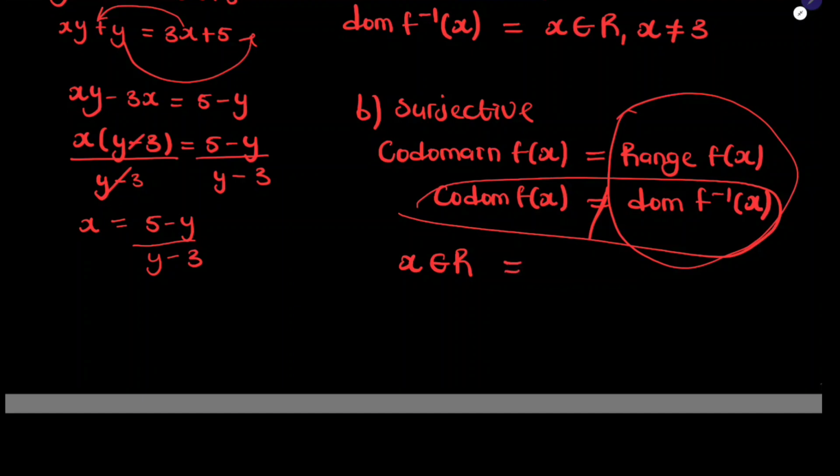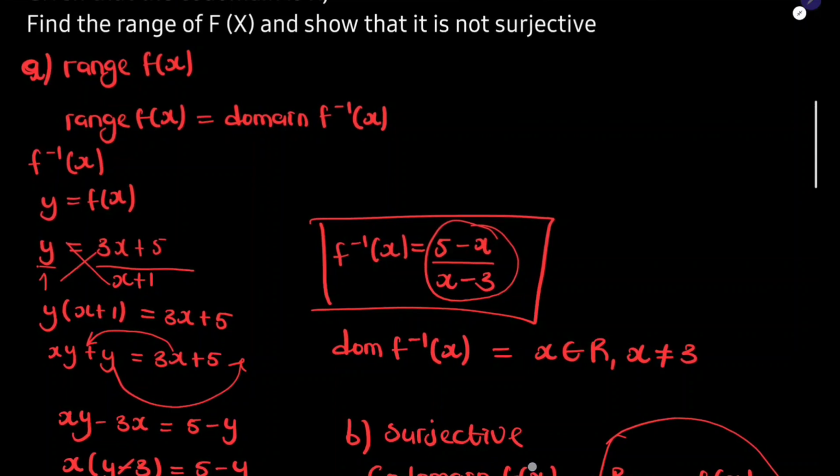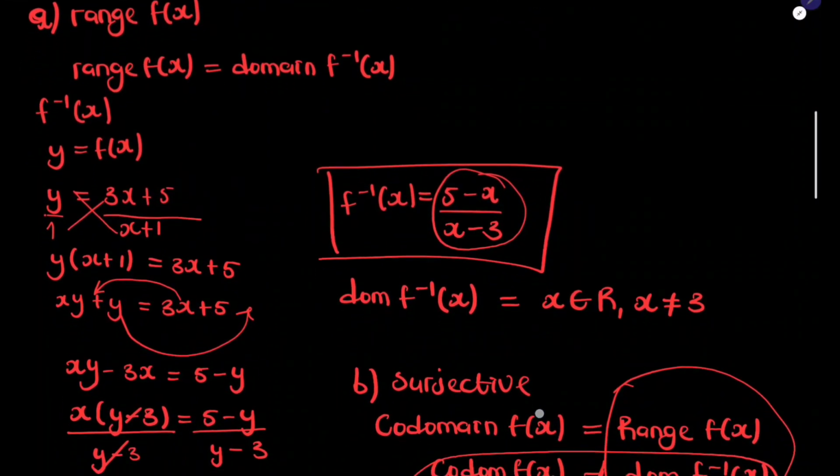But our domain of f inverse of x is x an element of real numbers, but x should not be equal to 3. So there is a condition. Our codomain x can be any number as long as it is a real number. That is our codomain. But our domain of f inverse of x is a real number, but there is a condition. We have that x should not be equal to 3. So this is not the same. It is not equal. So from there we can show that f of x is not surjective.